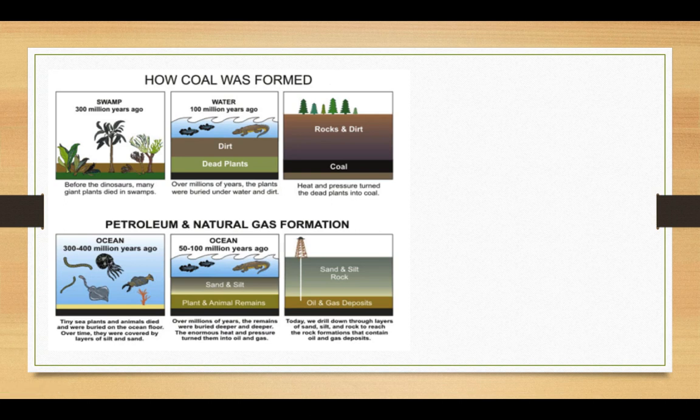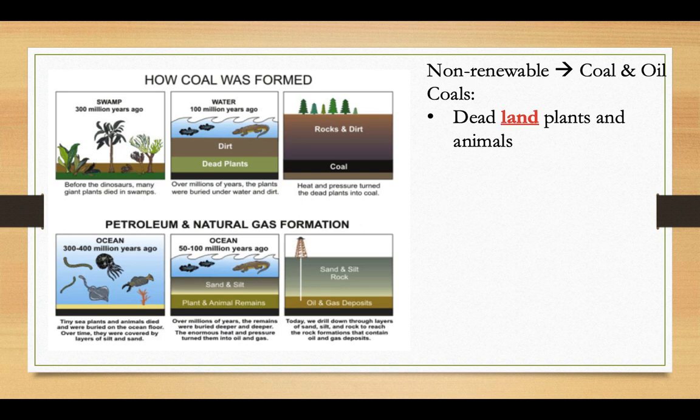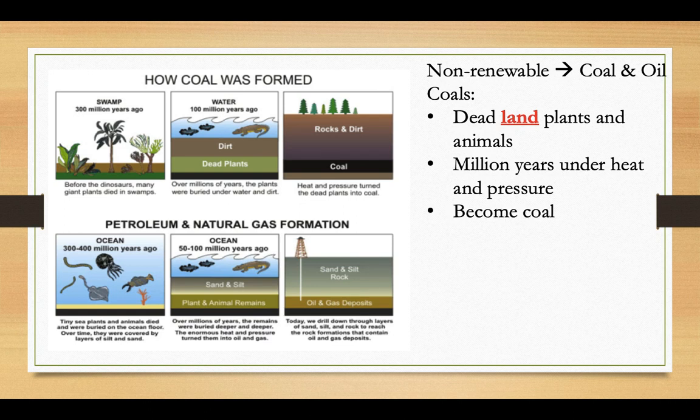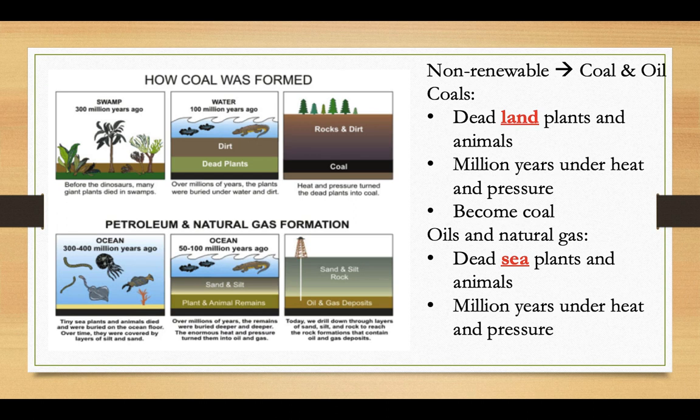And what are the differences? Actually, there's not much. If you look at coal, it's simply dead land animals or plants. They got buried for millions of years under heat and pressure, but because they are on the land, they become coal. If you're a fish living in the sea and you die, getting buried under the sea for millions of years, you will then become oil. So it's simply a geographical difference between these two. Both are plants and animals buried under heat and pressure for millions of years.